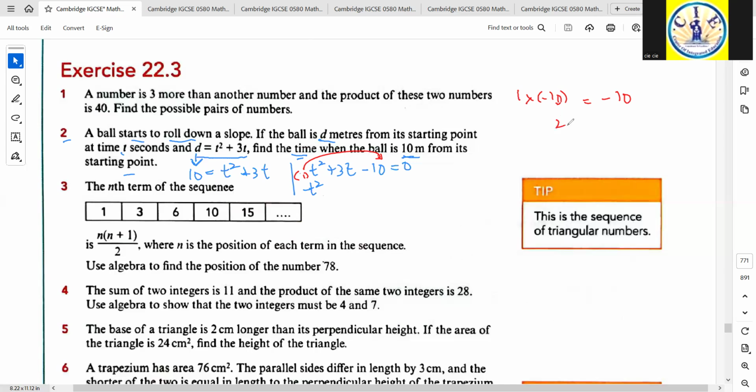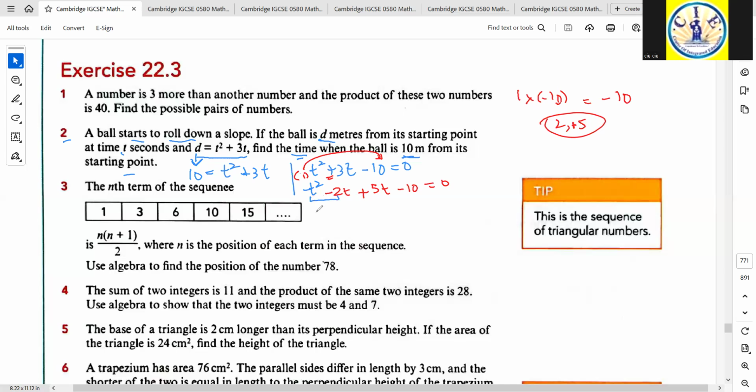So out of those two factors, since the middle term has got a positive sign, the larger of these two has to have that sign. So let me write down negative 2t, then plus 5t, and then minus 10 equals 0. Now I can make the pairs.